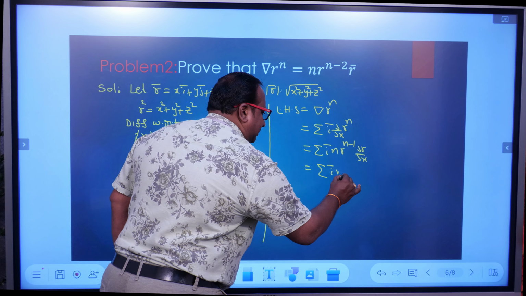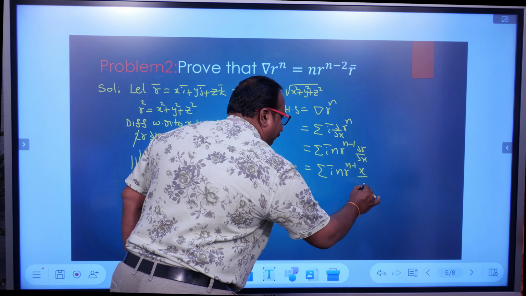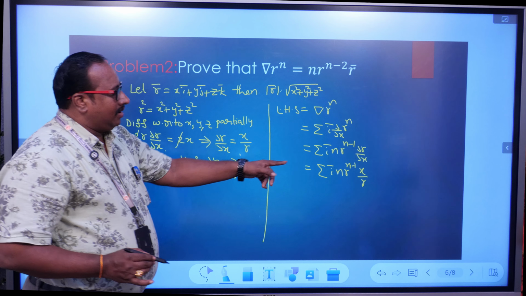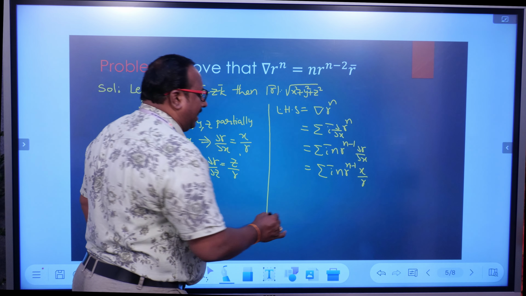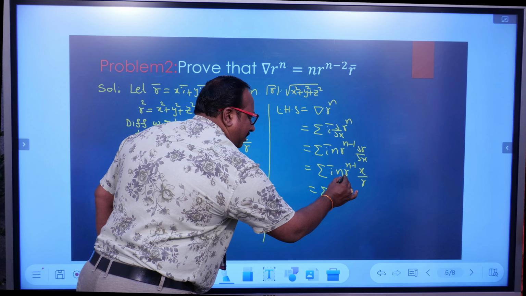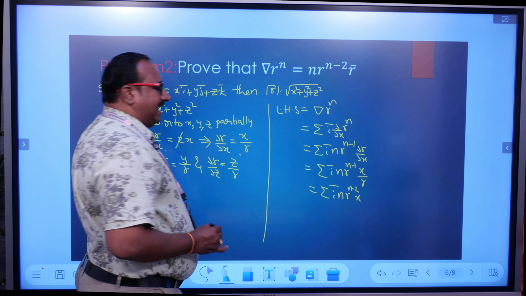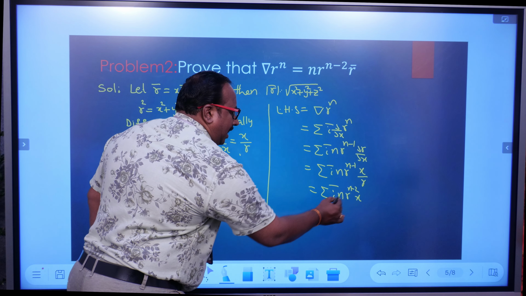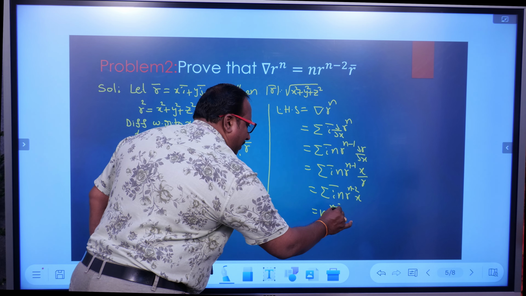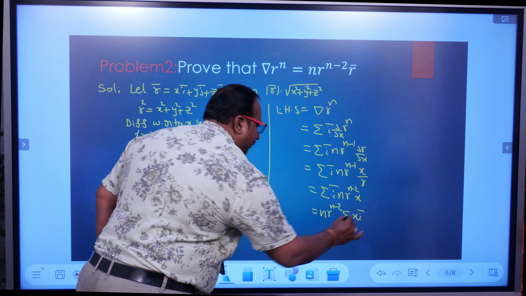So we know that ∂r/∂x is x by r. Okay, already we proved that ∂r/∂x equal to x by r. So we substitute the ∂r/∂x value here, then we get sigma i bar n into r^(n-1) by r, which can be written as r^(n-2) into x. Okay, so here n into r^(n-2) is constant, take outside, n into r^(n-2) into the balance sigma x i bar.